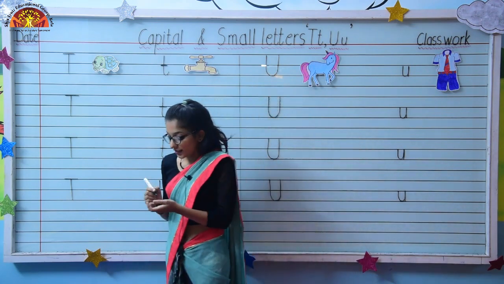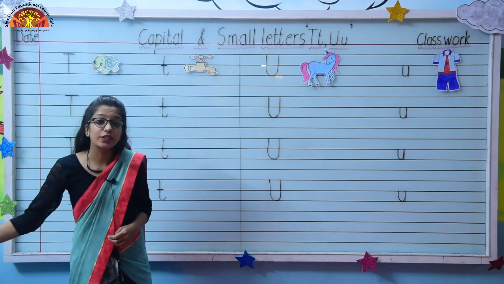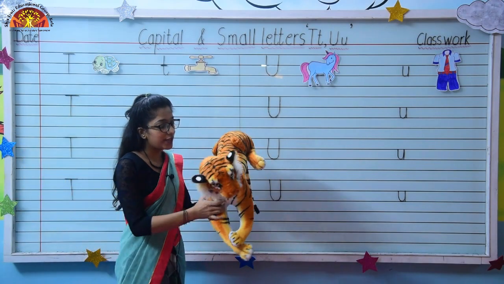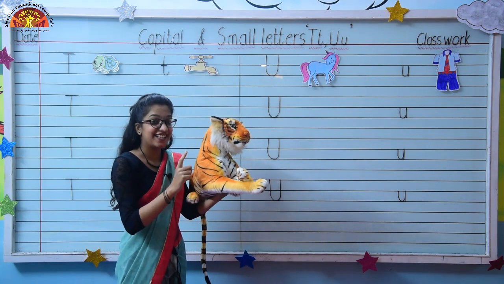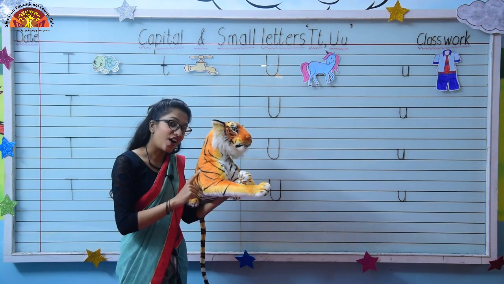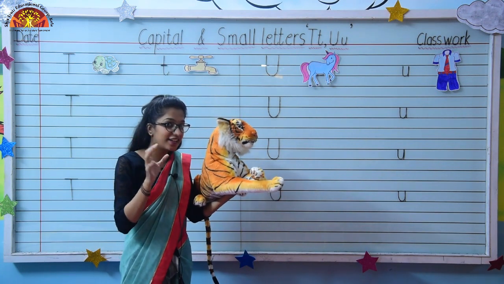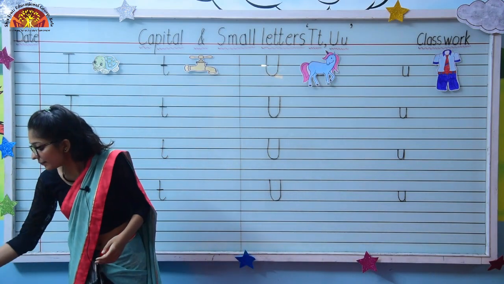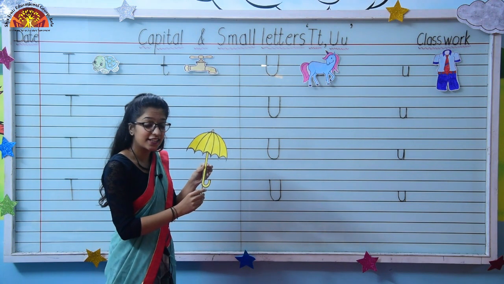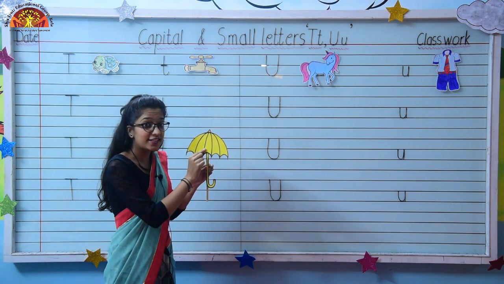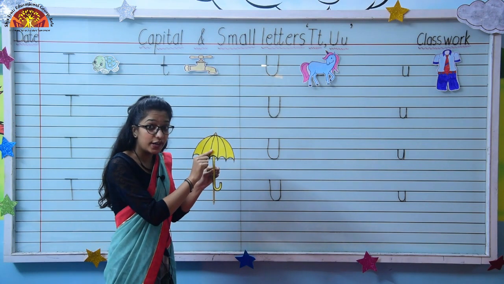Now kids, let's see some examples related to it. Tell me what is this? This one is T for tiger. Let's see one more example. Tell me, what is this? This one is an umbrella.